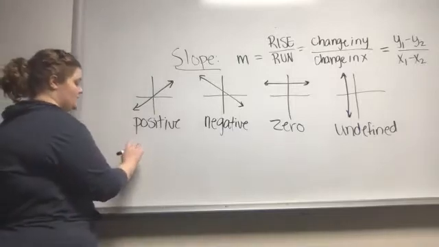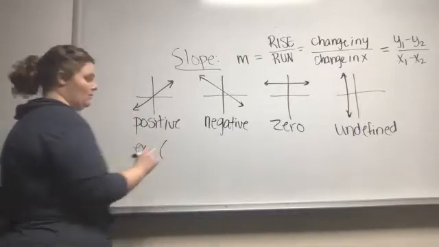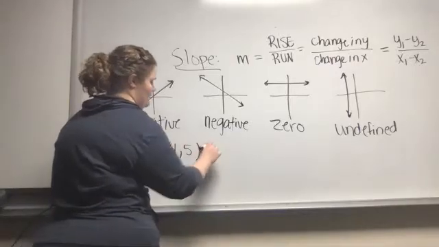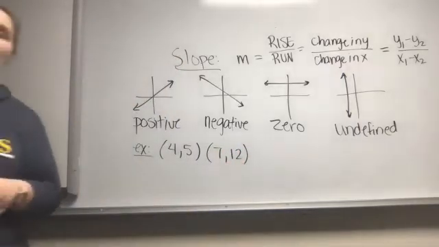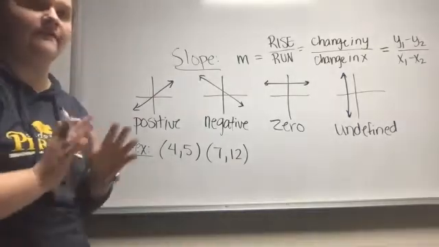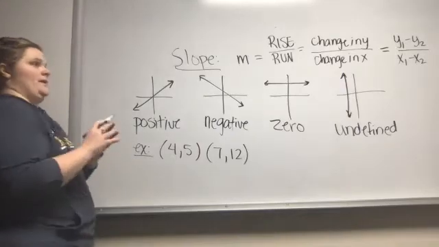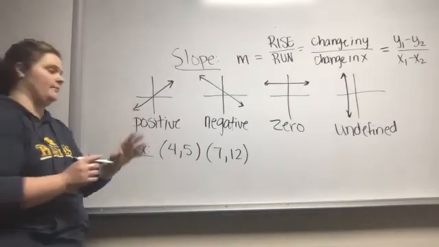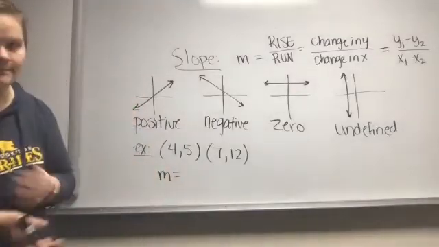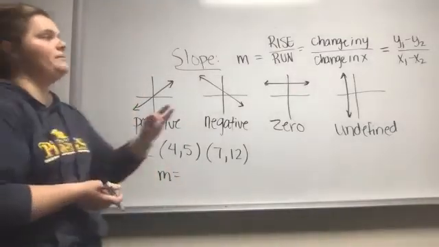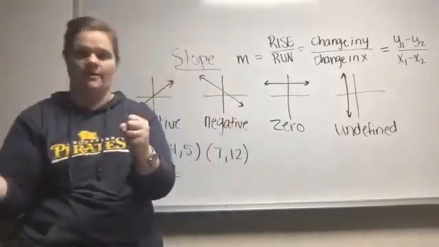So our first example is if they give us 2 points. Let's say they give us the points 4, 5, and 7, 12. Because I have the 2 points, I'm going to put them into the formula. So I have m equals, because I want to know what my slope is, m is slope. My formula says change in y, so I have to take one of my y's and subtract my other y.